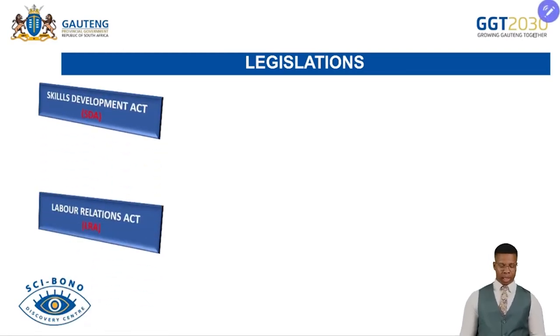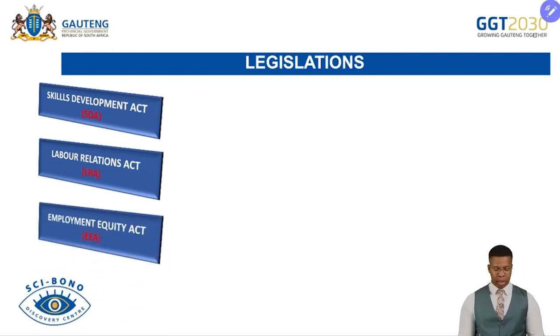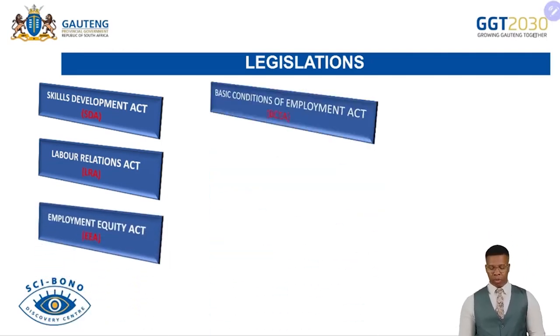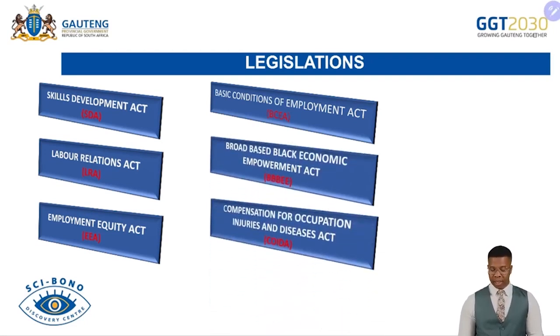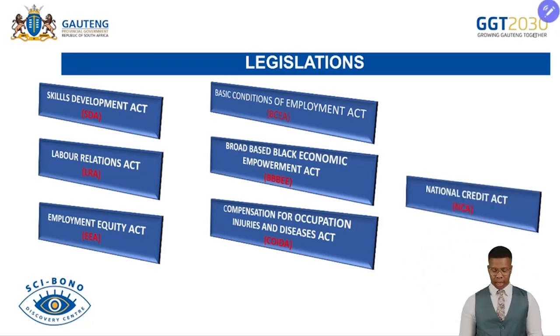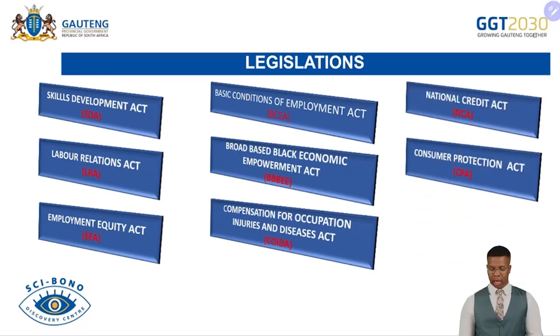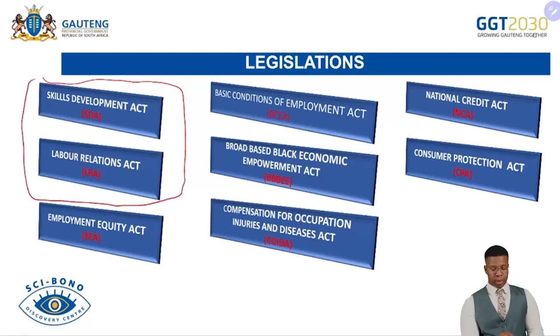We have the Skills Development Act, the Labor Relations Act, together with Employment Equity, and we also have the Basic Conditions of Employment Act, together with the Broad-Based Black Economic Empowerment Act, and your Compensation for Occupational Injuries and Disease Act, together with the National Credit Act and Consumer Protection Act. The focus of our lesson will be the Skills Development Act together with the Labor Relations Act. We'll have section B questions on skills development and labor relations, and we will also address an essay type question for the two legislations.